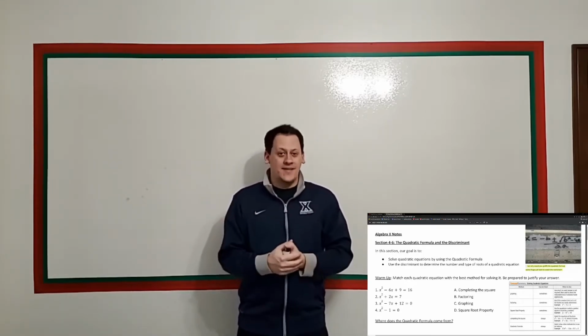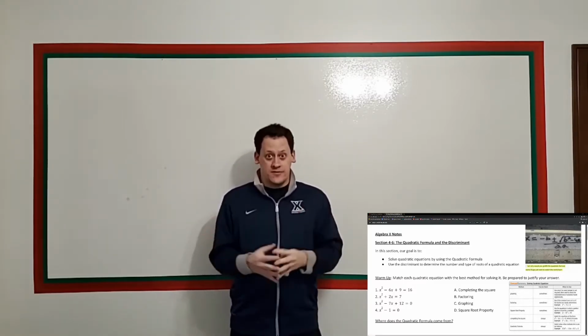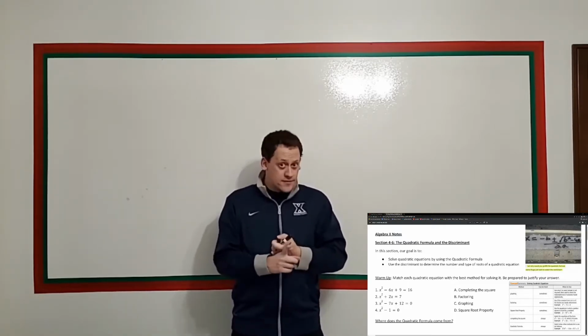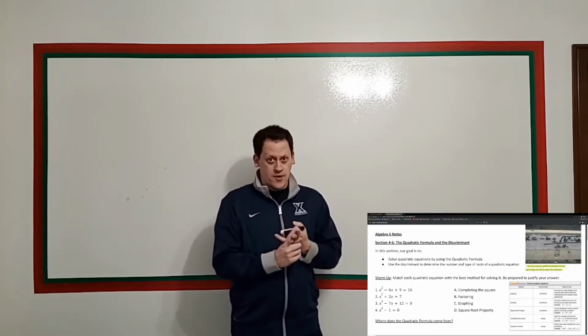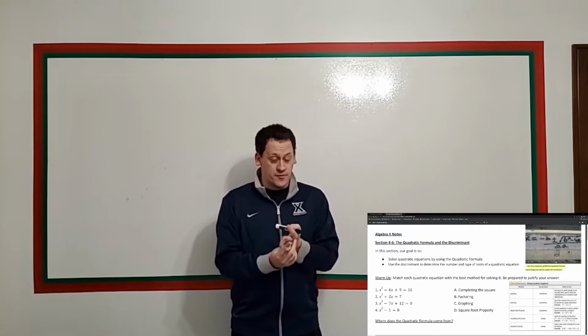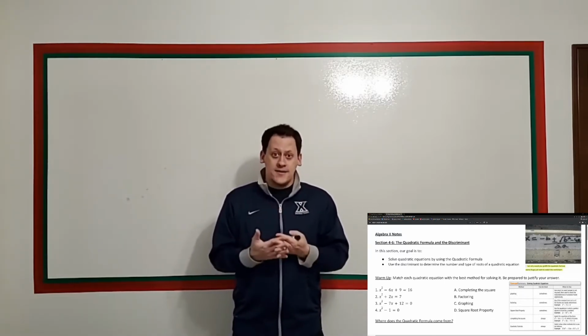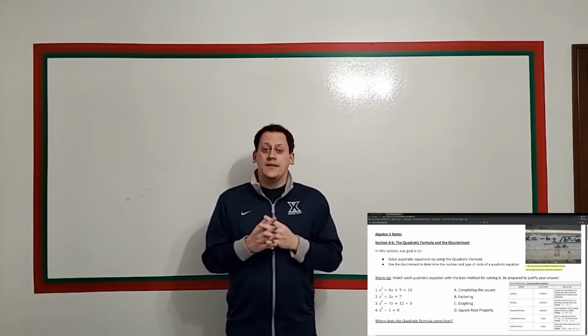We are in the last section of Chapter 4. We have found several different ways of solving quadratic equations. We've graphed, we have factored, we've used the square root property, and we've even completed the square. I almost forgot about that one. And this is going to be our last method of solving quadratic equations: the quadratic formula.